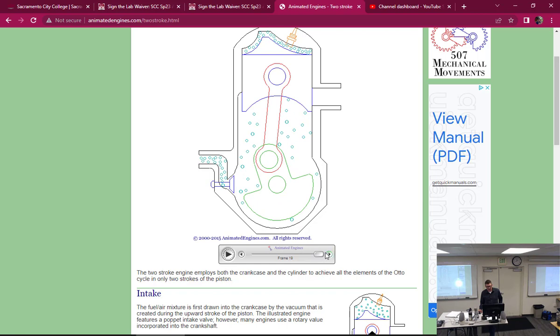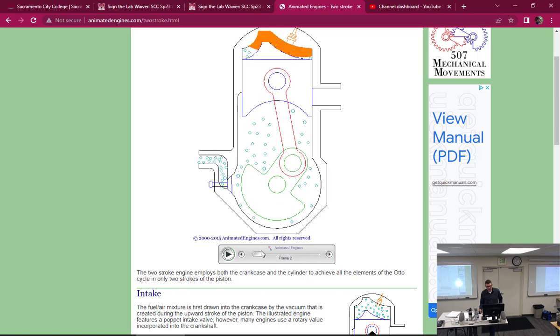Comes up, we have power, ignition, power, and as the piston starts to come down, it puts pressure on the poppet valve and closes it.